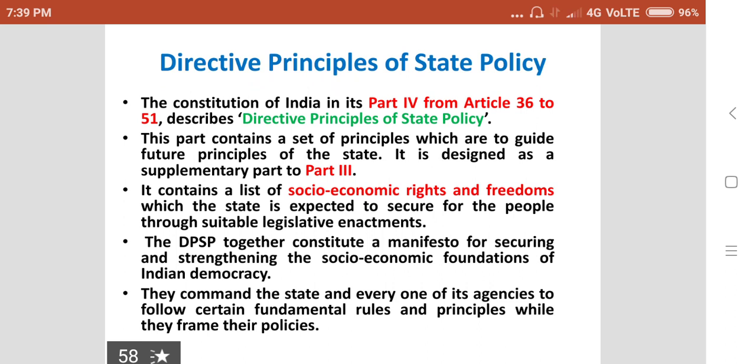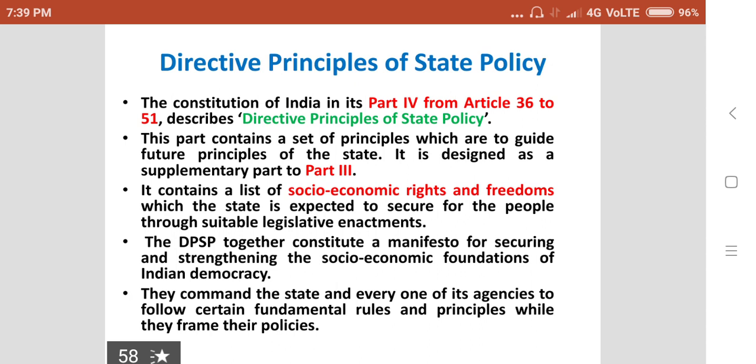The Constitution of India in its Part 4, from Article 36 to 51, describes directive principles of state policy. This part contains a set of principles which are to guide future policies of the state. It is designed as a supplementary part to Part 3.